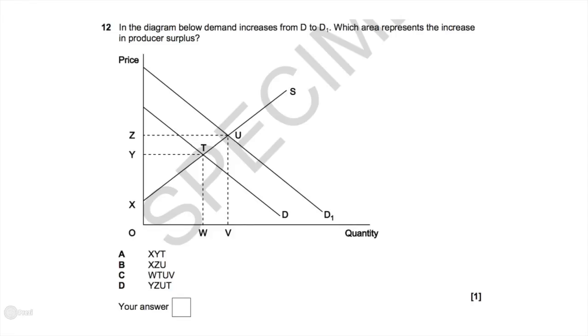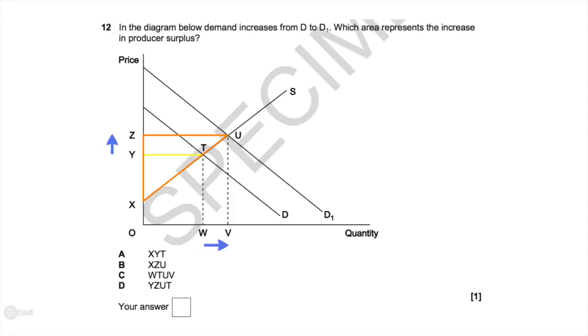This is represented in the original equilibrium at point T by the area YTX, which is shown with the yellow triangle. When demand increases, shifts outwards, moves from D to D1, the equilibrium moves from T to U. This is met by an increase in quantity from W to X, or W to V, and an increase in price from Y to Z. This results in the producer surplus increasing. The producer surplus in our second equilibrium at point U is ZUX.